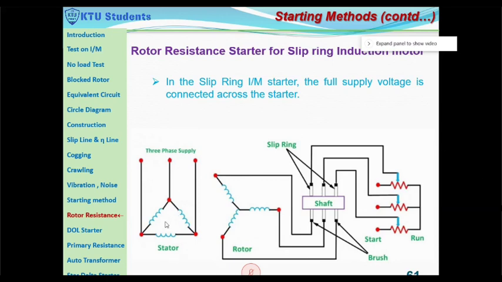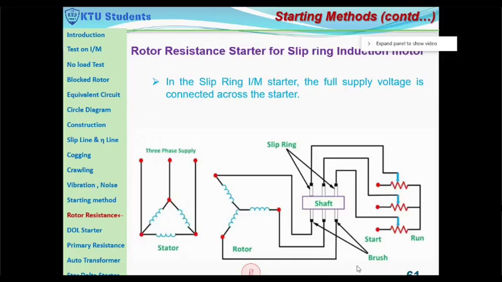Then in the slip ring induction motor, as you can see, this three-phase supply is there. This is the stator and this is the rotor part, and in the rotor part, the variable resistances are connected through the slip rings and the brushes. During the starting condition, it will have the maximum resistance, so the starting current can be limited. And when the machine runs, the resistance can be cut out, and when it reaches the full load speed, the resistances are totally cut out and short circuited.